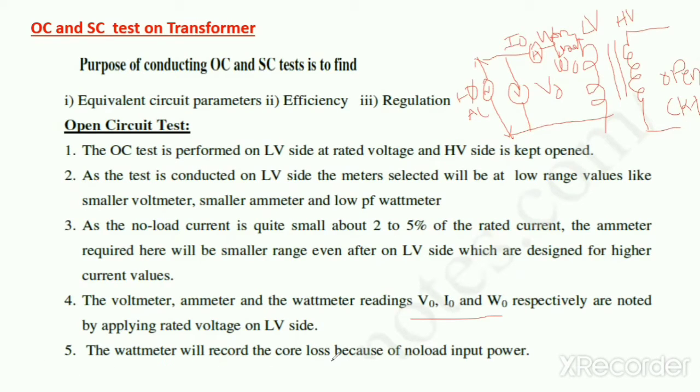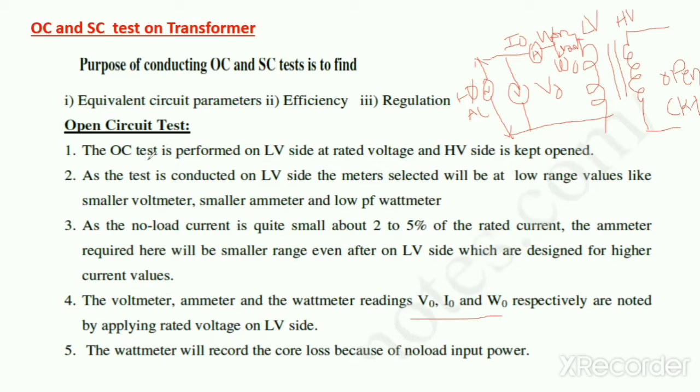Therefore, the wattmeter reading records the core losses. The wattmeter will record the core losses because it is the no load input power.